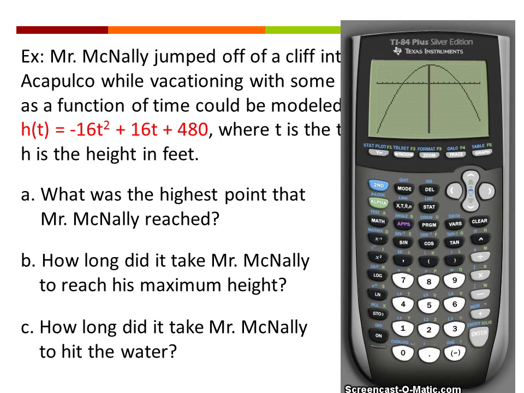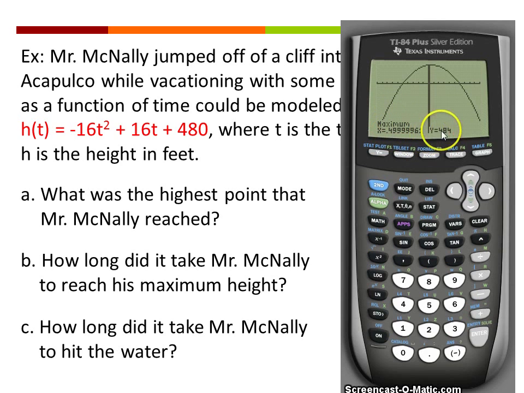Now the first question asks, what was the highest point I reached? So remember, to find the maximum height, we use second trace, and we use our maximum option. So pressing enter, this is where we need to do our left bound, right bound. So we need to get our cursor left of the highest point, enter, and then we just make sure our cursor is right of the highest point, pressing enter one more time gives us our highest point. So if we interpret this x, y, remember x represented time, our y represented height.